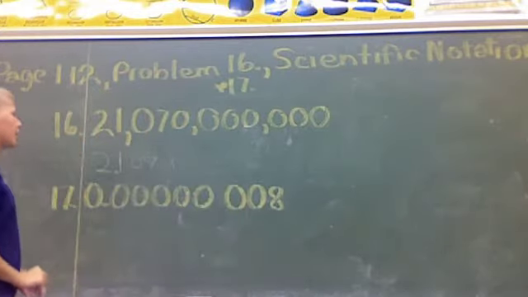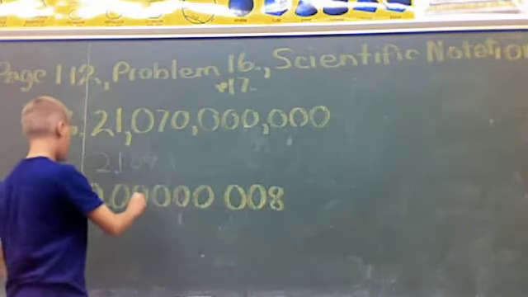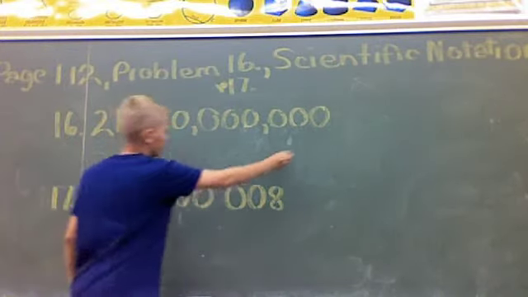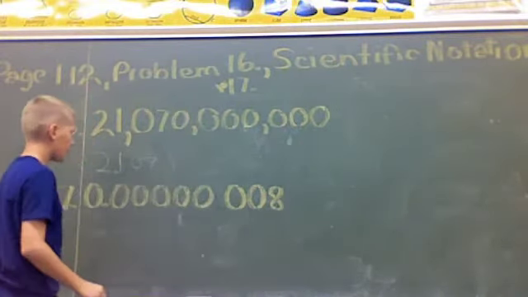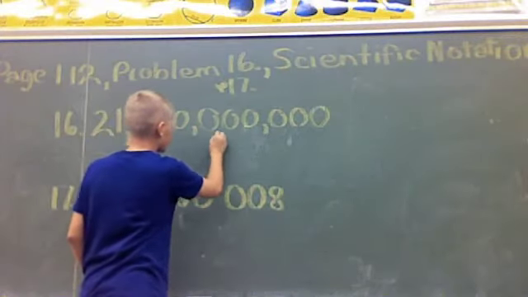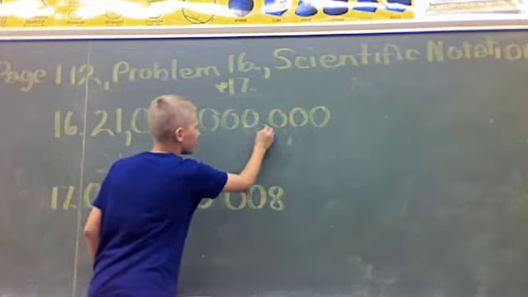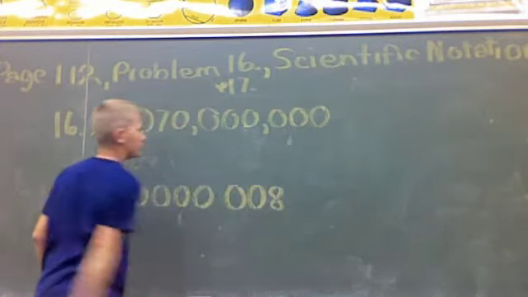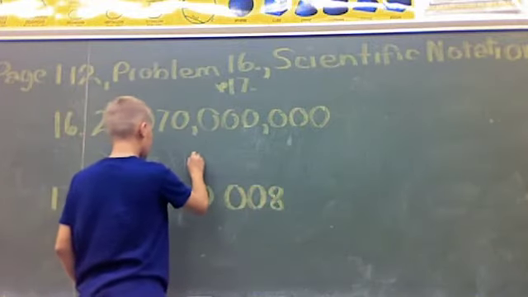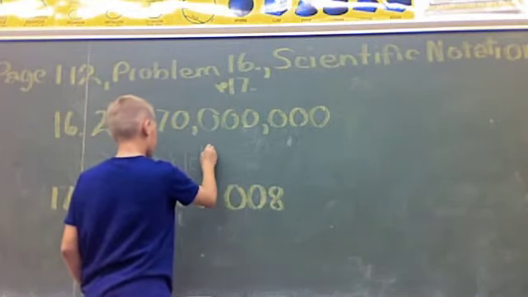You have to find out how many zeros or how many spaces you have to move from your decimal point to your final zero. Okay, so how many times did it move? 1, 2, 3, 4, 5, 6, 7, 8, 9, 10. Okay, so that's your exponent. So you write 10, and then here, your exponent, you write 10.